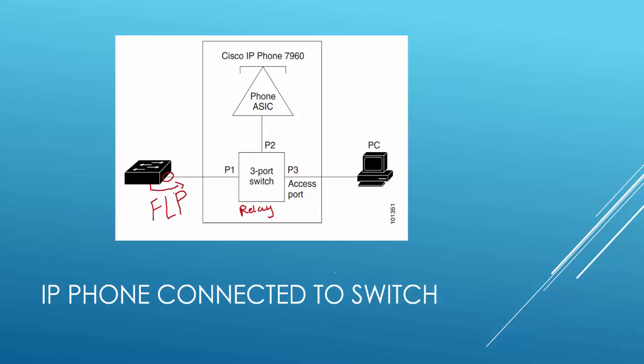And once there is a current or a fast link pulse, a small voltage that passes through this phone, this relay gets opened. And once this relay gets opened, the power or the voltage flows through this IP phone or this device. When the power gets sent to the phone, the phone then sends a signal, the FLP signal, back to the switch. And this is how the switch then understands, okay, there is an IP phone connected, and then the switch knows that the phone needs power.